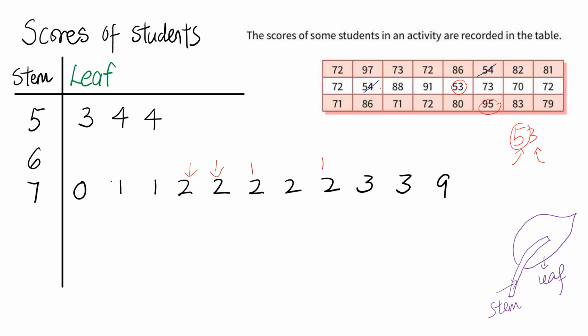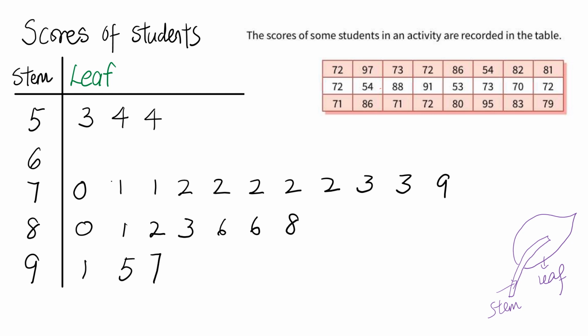Okay. Let me erase all this. It's very untidy. I don't like untidiness. Okay, and then how about the 80 range? Yes, I have people scoring 80, 81, 82, 83, 2 scoring 86, 1 scoring 88. How about 90? Yes, I have 1 person scoring 91, 1 scoring 95, and 1 scoring 97.